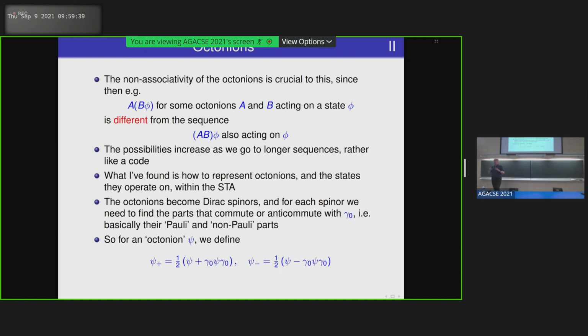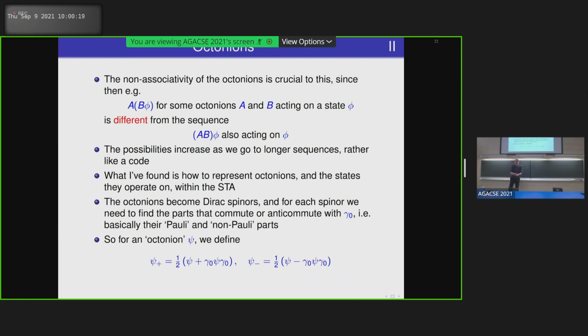Now, I'm not going to be able to go into any detail about the properties of octonions, but you'll all know that they're non-associative. There's 8 of them, and the product is non-associative. So in particular, if I've got some state phi, I act on it with an octonion B, then I act on it with A, I have to keep this bracket in place here. I can't write that as being the same as AB with a bracket around that acting on phi. The product is non-associative.